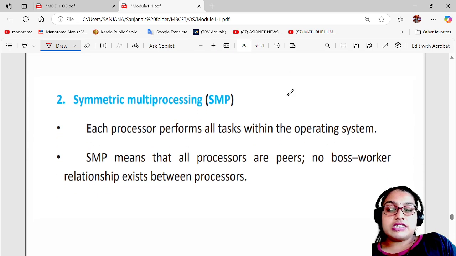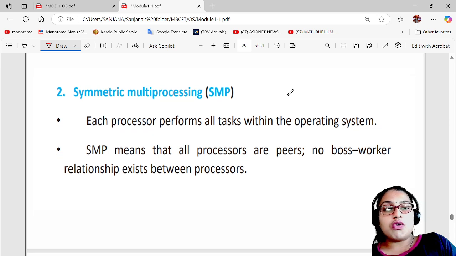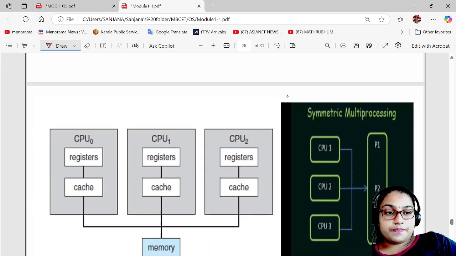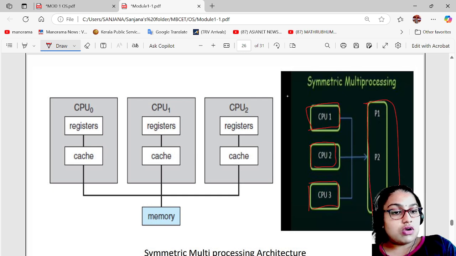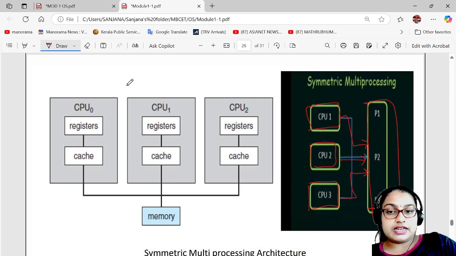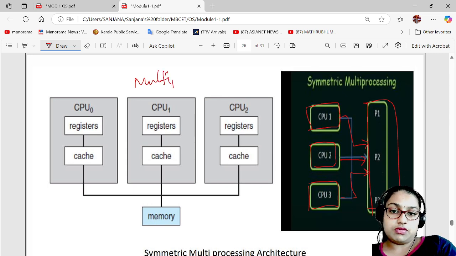Now, symmetric multiprocessing means all the processors perform all the tasks in the operating system. Here, there is no boss-worker relationship between the processors. They are just peers. Everyone is equal. There are different processors, CPU 1, CPU 2, CPU 3, and they all will perform the processes. This is the symmetric multiprocessing architecture.